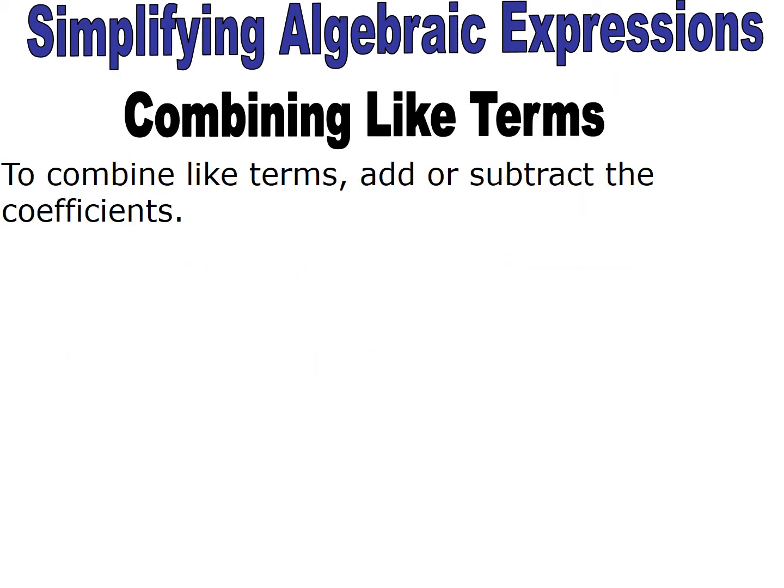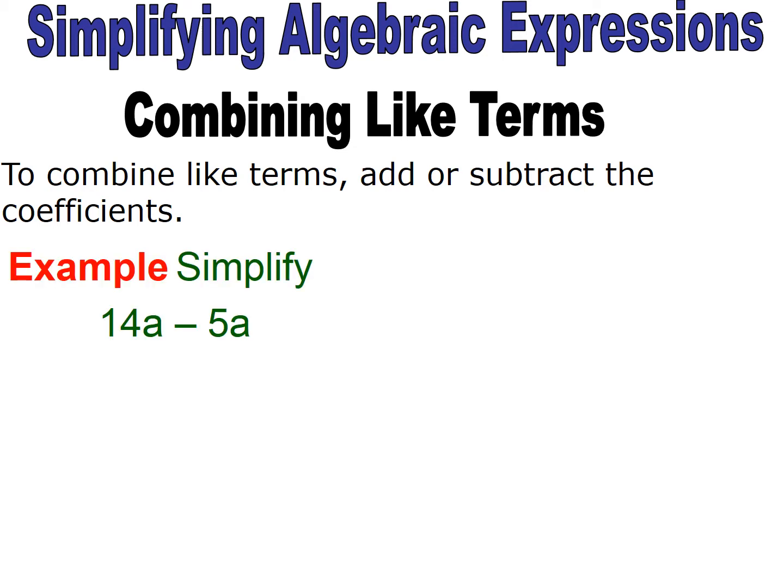So when we want to combine like terms, we're going to combine the like terms by adding or subtracting the coefficients. And remember, the coefficients are the numbers in front of the variable. So I'm going to start off with a simple example of like terms. And again, like terms have the same variable raised to the same power. And when you have like terms, you can combine them by adding or subtracting the coefficients.